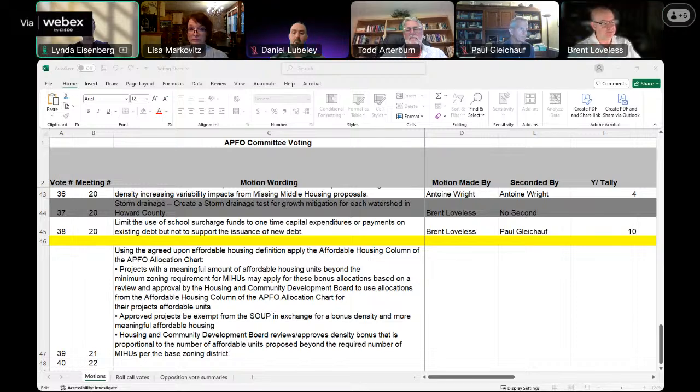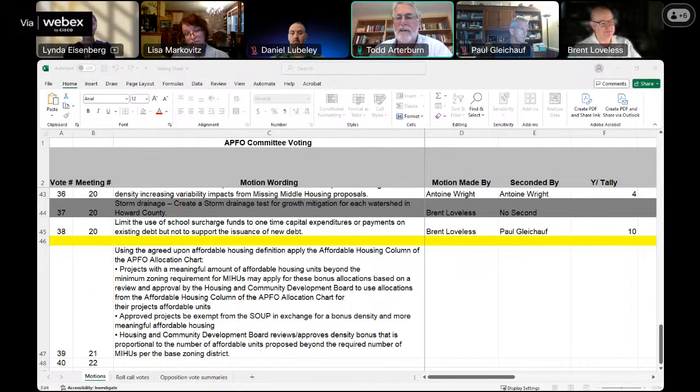Well, I would just advocate for the housing advocates. They would say that affordable housing is an adequate public facility, and I think that's what they're trying to advocate for, that we don't have enough affordable housing in Howard County. That's circular, but yeah, I get it. But I think Brent's point is fair.